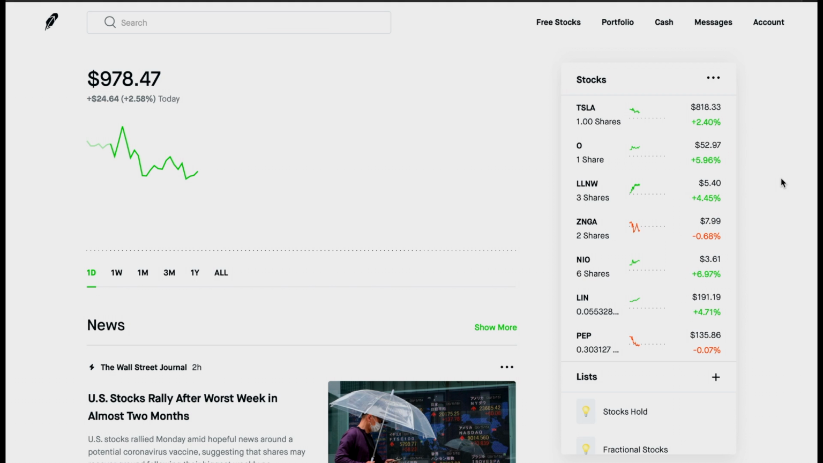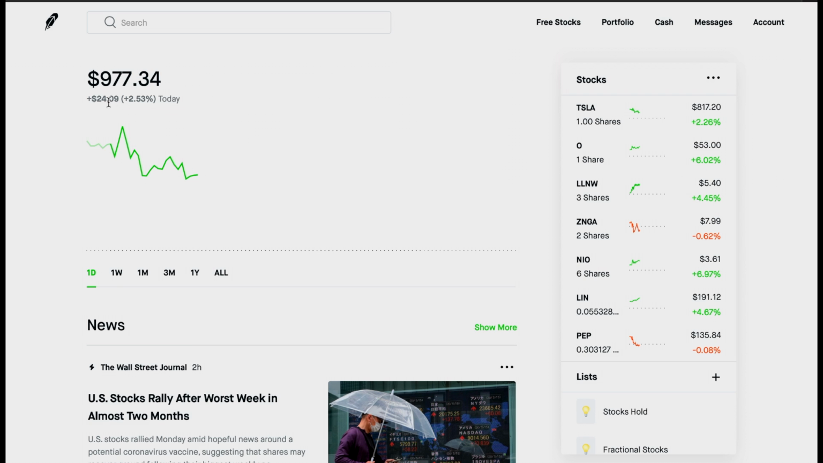Robinhood. Robinhood has a phone app as well as a web portal. So we'll look at the web portal first and then look at the phone app. So this is my current portfolio in Robinhood. I also have some stocks in Webull that we'll look at in a second part of this video, and then we'll do a third part comparing Robinhood to Webull and what would be best for who.